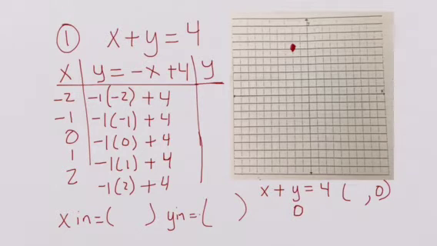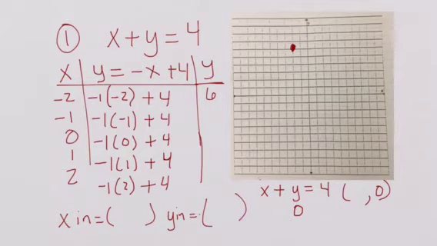Now we're going to need to put in a domain. We're going to use Hampton domain, which is negative 2, negative 1, 0, 1, 2. We're going to put in those numbers and generate some ordered pairs. So when our x is negative 2, times negative 1 is positive 2. Positive 2 plus 4 is 6.